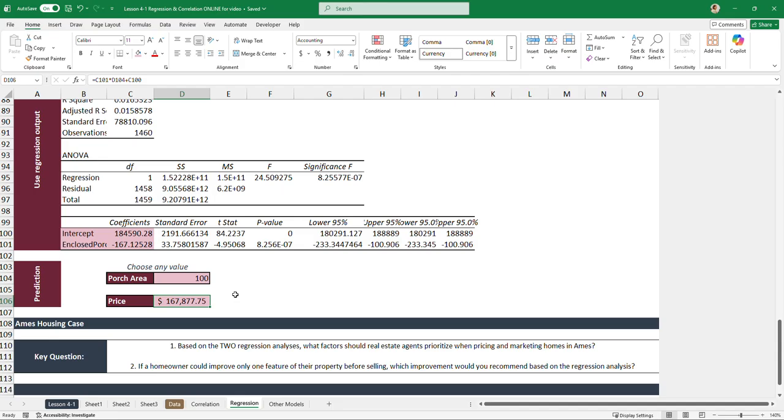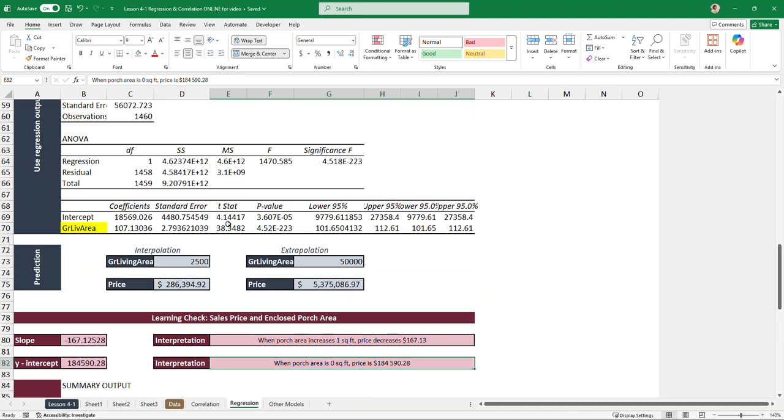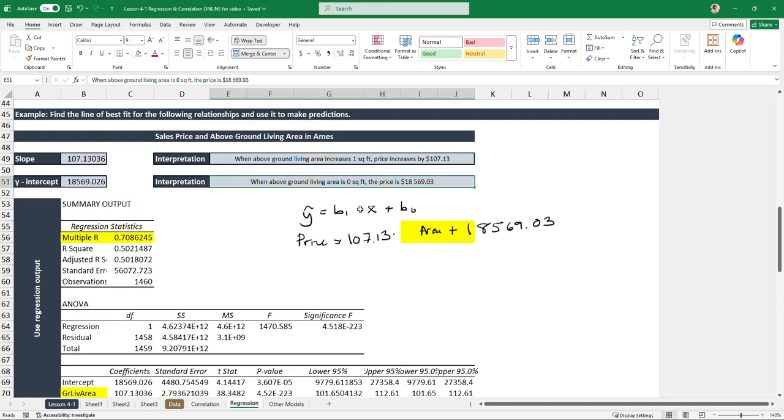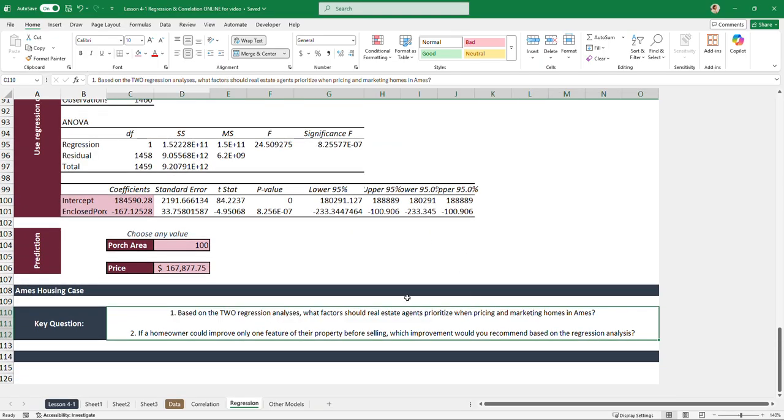So again, looping back to our Ames housing data, how does this help us get closer to answering our key question? So learning about regression, based on the analysis, which factor do you think they should prioritize for pricing and marketing? That was part of the original question. Well, porch area actually decreases price, so definitely not that one. But above ground living area does increase price. So if you have good above ground living area, your price would definitely increase. So between these two, above ground area is definitely the one to prioritize.